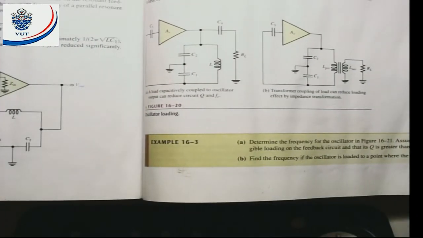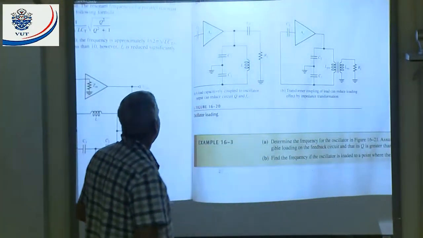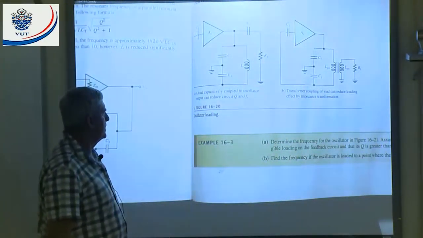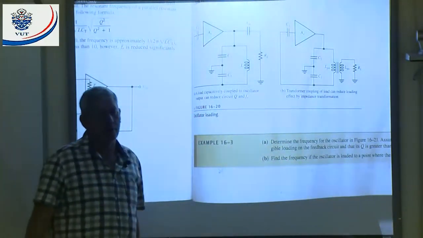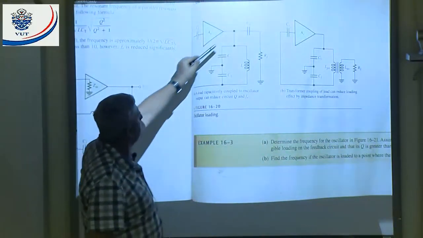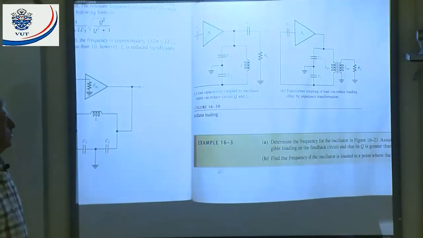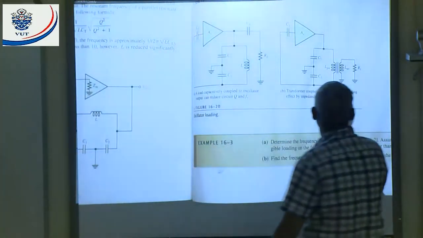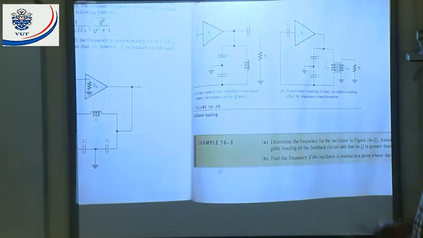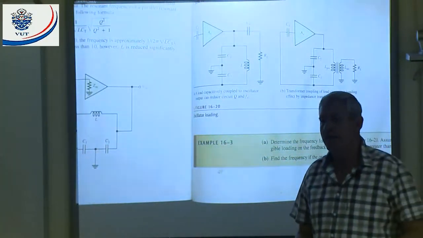On the output side, we can also load my resonant circuit. They say a load capacitively coupled to the oscillator output can reduce the circuit Q and FR, my quality factor or my Q factor and my resonant frequency. If it's capacitively coupled, I can also load my resonant circuit. What we can do, we can make use of transformer coupling to reduce the loading effect by impedance transformation. That means by doing that, I can reduce the loading effect on my resonant circuit.